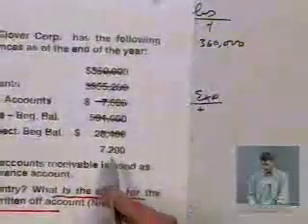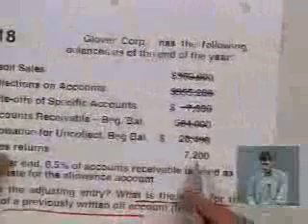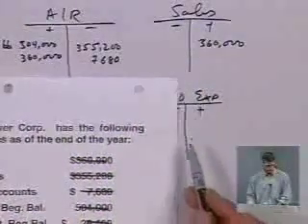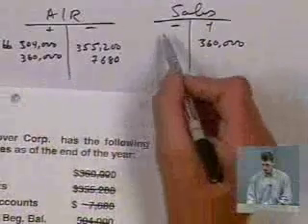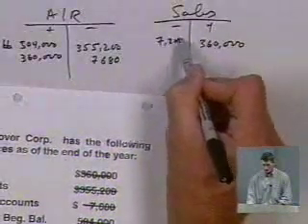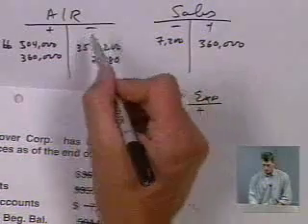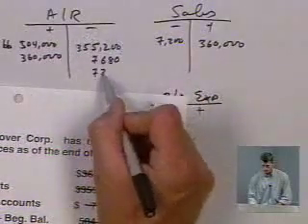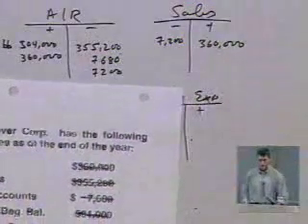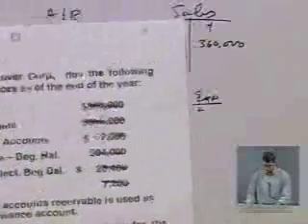And sales returns of 7,200 would be what? Would be a decrease in sales, 7,200, and a decrease in receivables for 7,200. Okay. And so what we've done is we've used all the information.